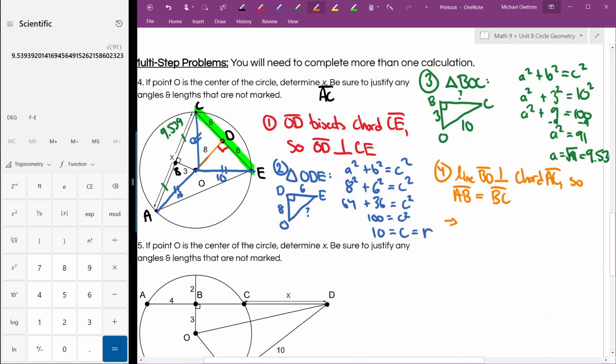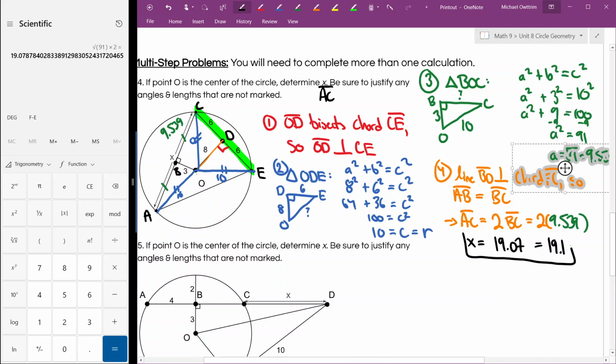Because of that, I can go ahead and say that the overall AC is equal to 2 of my BC, and I figured out that BC is my 9.53, and so we'll double that, and we'll get that X, which is AC, is equal to 19.07, which is 19.1 centimeters. Oh, I guess we actually don't have units here, so that's okay.